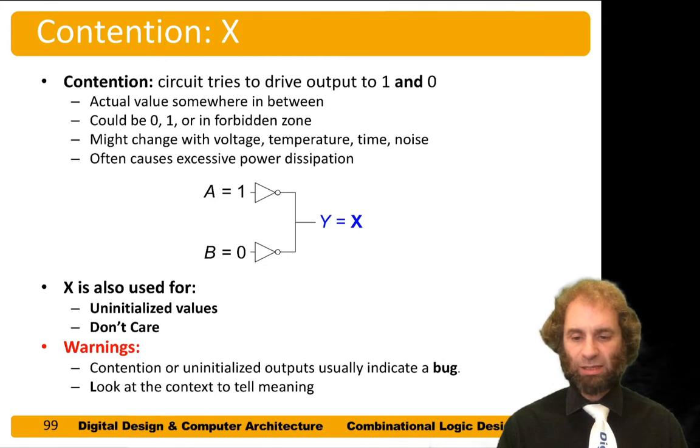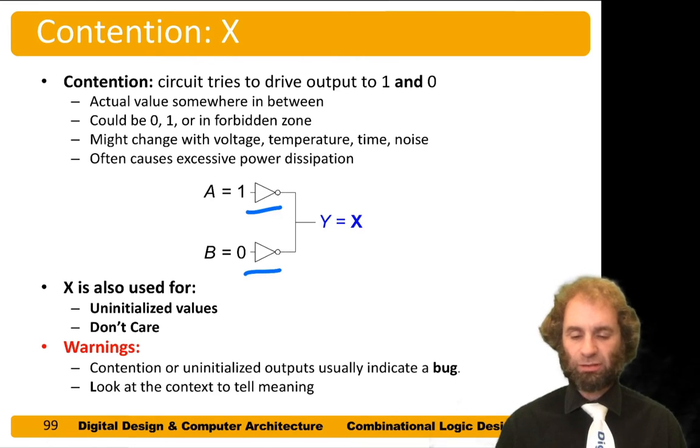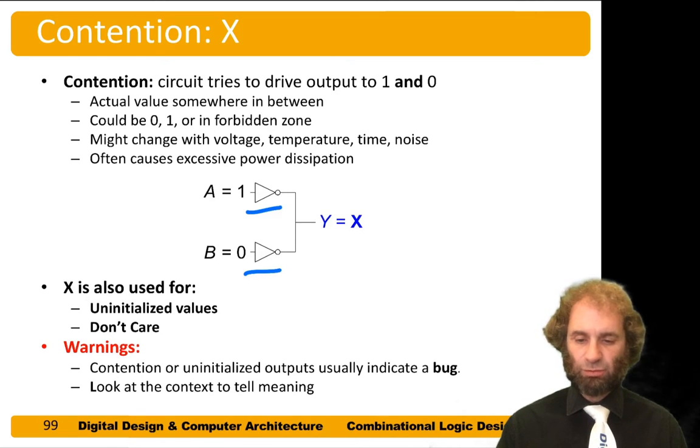So imagine that we had two NOT gates trying to drive a shared node. This would not be a combinational circuit because we've shorted two outputs together. And let's say A is 1 and B is 0. Then Y, this top inverter, is trying to drive Y to 0. The bottom inverter is trying to drive Y to a 1.